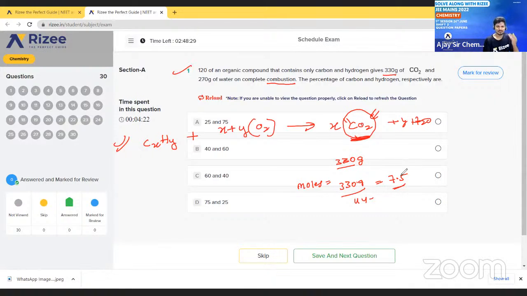So 7.5 moles of CO2 are present in this combustion reaction. At the same time we have to calculate the y by 2 moles of H2O present. For H2O, 270 grams are given. Next, we have to find the number of moles of H2O. How many moles of H2O are present in this combustion reaction?